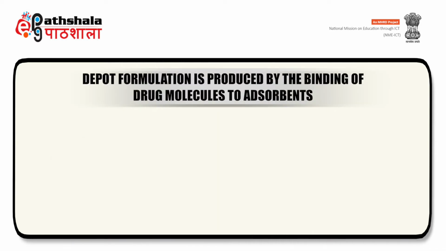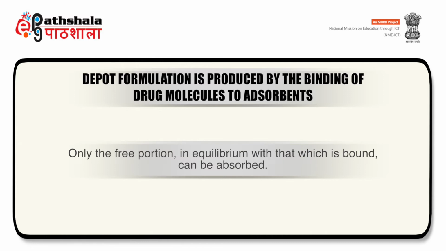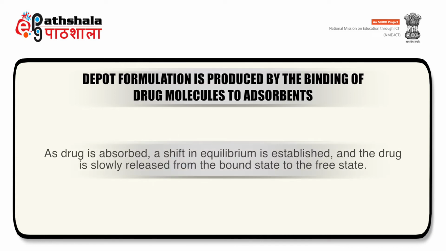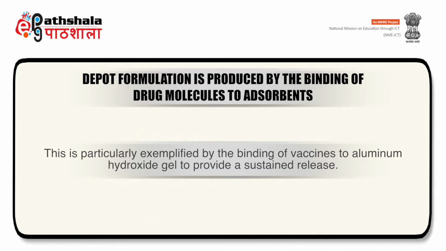Second type of depot formulation is produced by binding of drug molecules to adsorbents. Only the free portion in equilibrium with that which is bound can be absorbed. As drug is absorbed, a shift in equilibrium is established and drug is slowly released from bound state to free state. This is particularly exemplified by binding of vaccines to aluminum hydroxide gel to provide a sustained release.